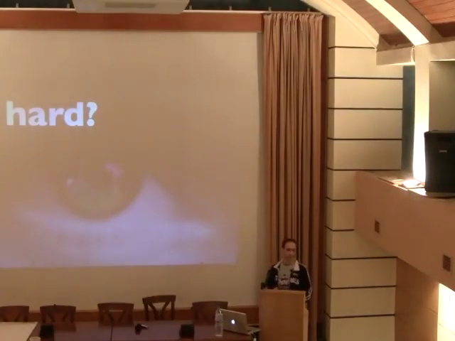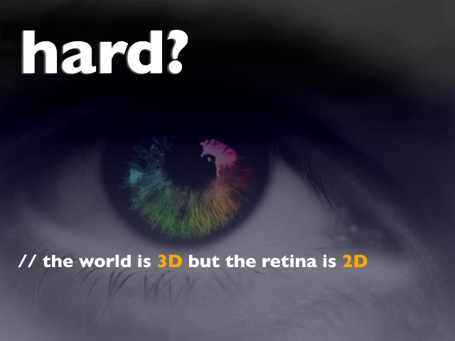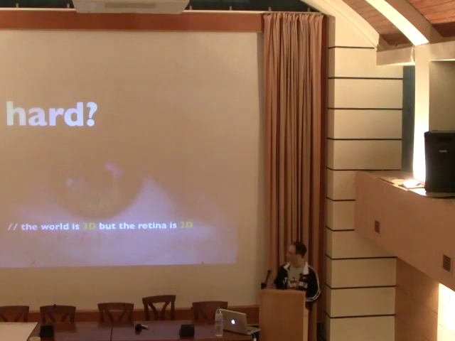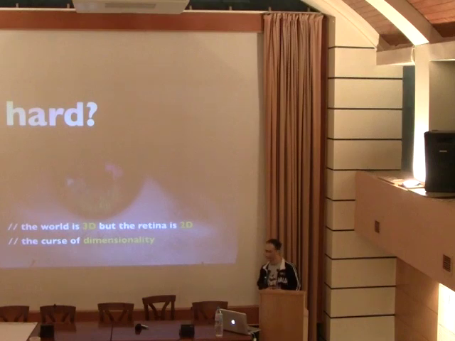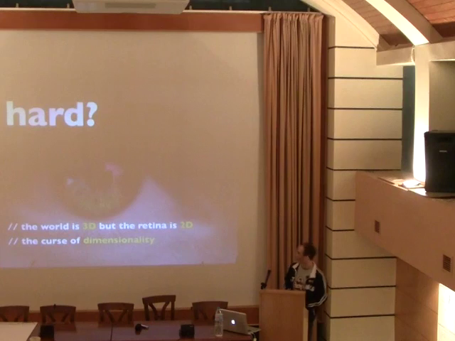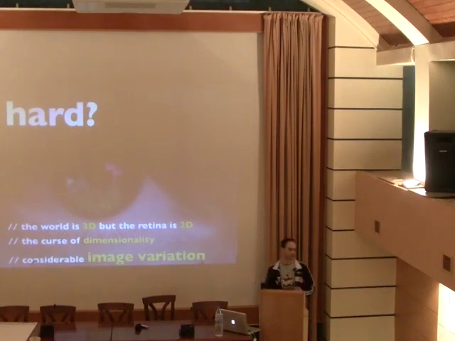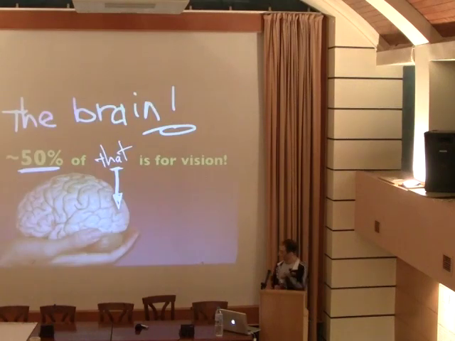So why is it hard from a computational point of view? Well, first of all, the world is three-dimensional, but once the image hits your retina, it's a two-dimensional projection. So you're facing an ill-posed, ill-conditioned problem. Once the image hits the retina, you're activating on the order of 1 million retinal ganglion cells, so the dimensionality of the problem is extremely high. And again, you have to deal with considerable image variation. The reason it's so easy for you is that a very large fraction of your brain, one of the most complex things on Earth, is dedicated to, or at least driven by, visual processing. That's why it's so effortless.